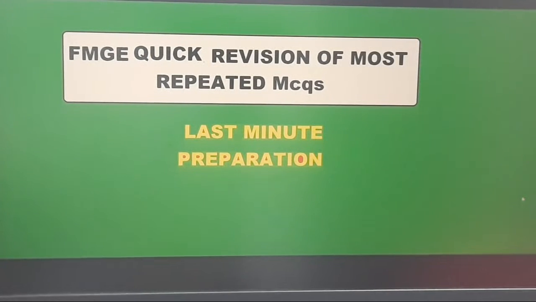Which of the following are included in NPCDCS? CVD, cancer, diabetes, stroke are included in NPCDCS.